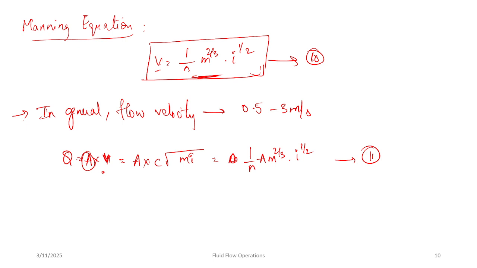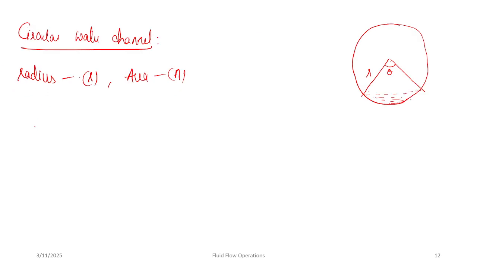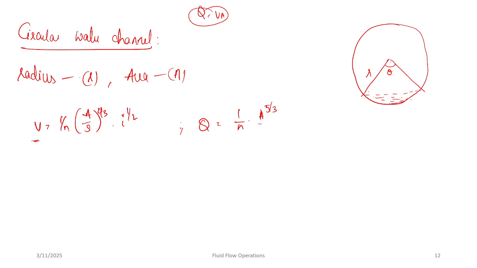equation number 10, let's write it down. So V is equal to 1 by N into A by S power 2 by 3 into I power 1 by 2, right? So if you substitute this in the Q is equal to VA formula, we'll get Q is equal to 1 by N into A power 5 by 3 by S power 2 by 3 into I power 1 by 2. Okay. So I just substituted V is equal to this formula in this equation.